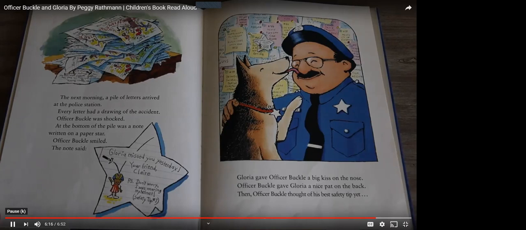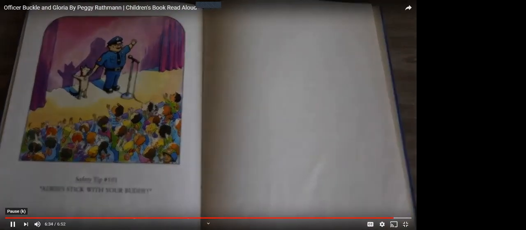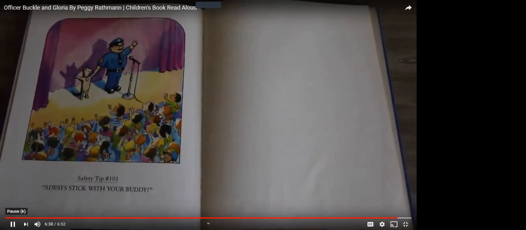Safety tip number 7. Gloria gave Officer Buckle a big kiss on the nose. Officer Buckle gave Gloria a nice pat on the back. Then Officer Buckle thought of his best safety tip yet. Safety tip number 101. Always stick with your buddy. The end.